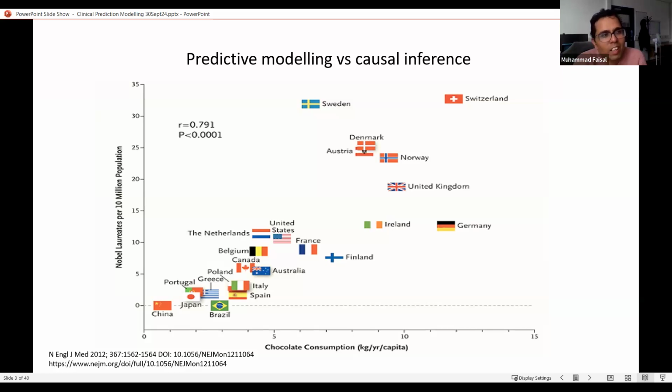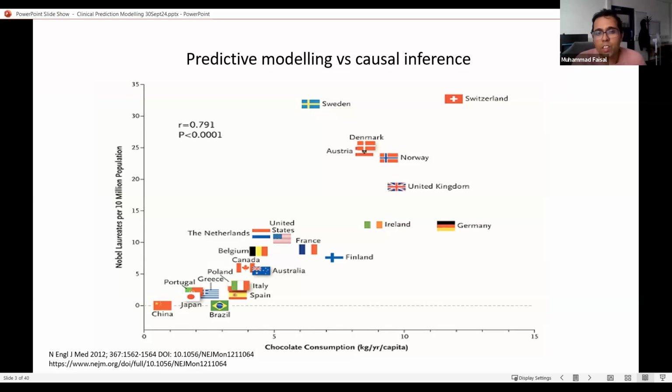But that is an association. There is no real cause and effect. For example, if one country stops consuming chocolate, it doesn't mean they will reduce their Nobel laureates. It's the other way around as well. Causality means that if you intervene on something, that will change the outcome, or if you change the input, the output will change as well.